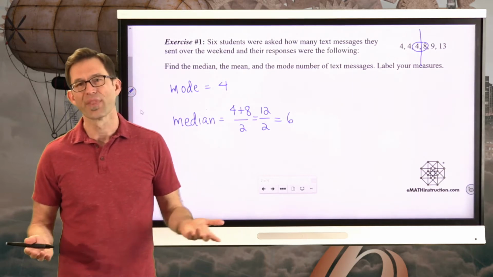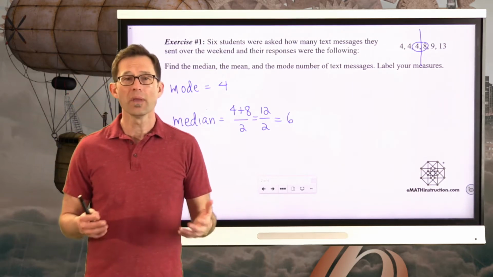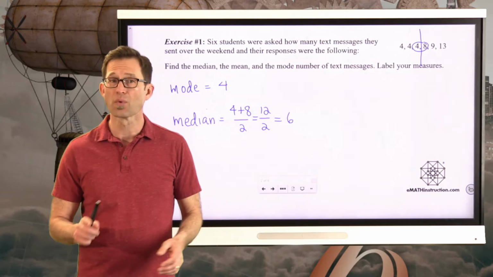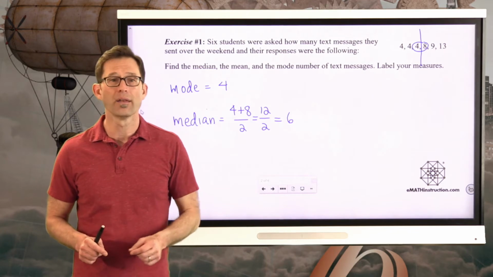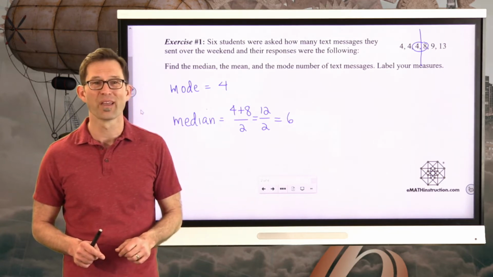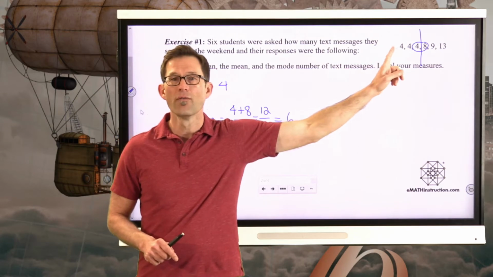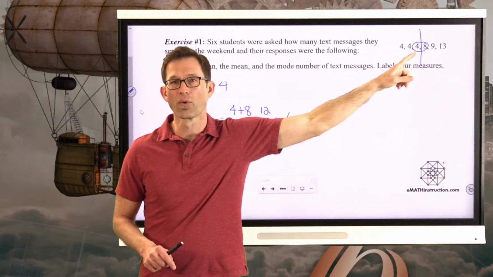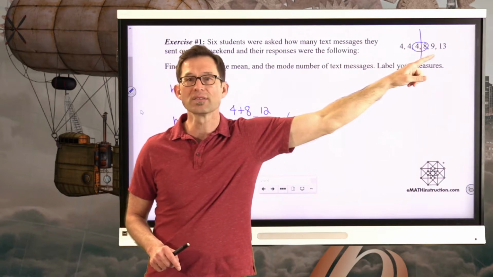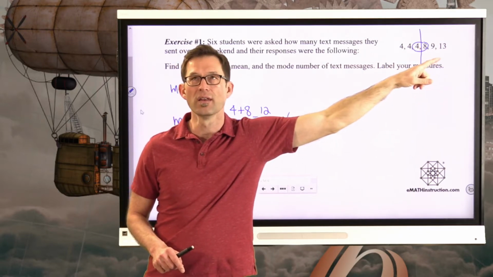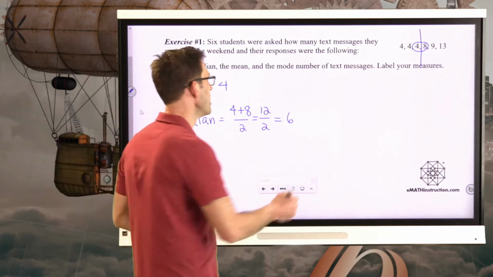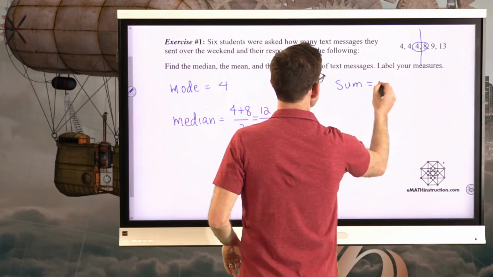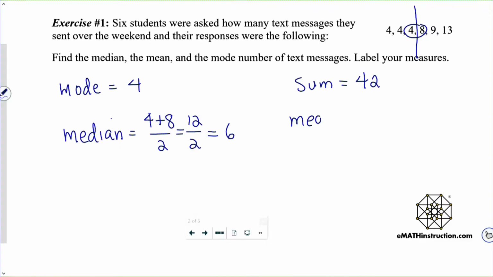Now the hard one, so to speak, the mean. The mean is more difficult because you've got to add up all the numbers without making a mistake, and then divide by how many numbers there are, hopefully also without making a mistake. So let's do the addition together. 4 plus 4 plus 4 is 12, 3 fours is 12, plus 8 is 20, plus 9 is 29, plus 13 is 42. I had to think about that one a little bit in my head. So the sum of all the text messages is 42. Now the mean is going to equal 42 divided by 6. So the mean is 7 text messages.